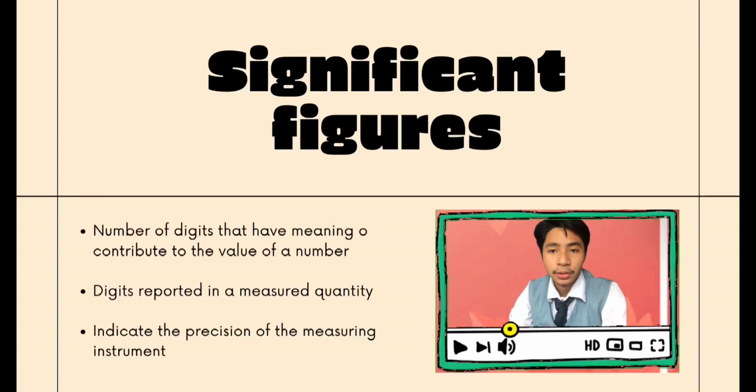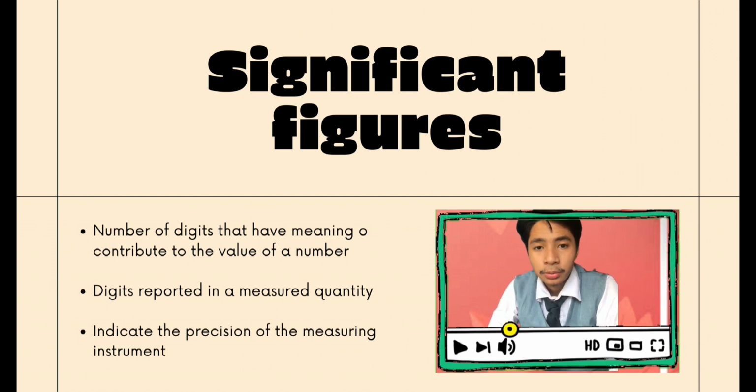So, significant figures. These are the number of digits that have a meaning or contribute to the value of a number. Significant figures can also be called significant digits. It is reported in a measured quantity, and it indicates the precision of the measuring instrument. Now let's proceed to the rules.